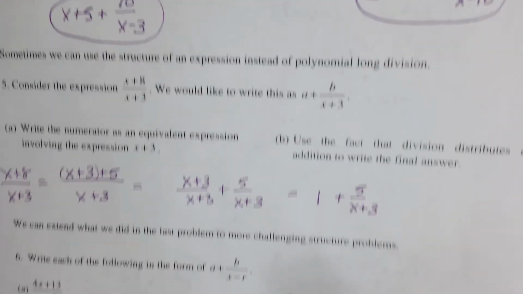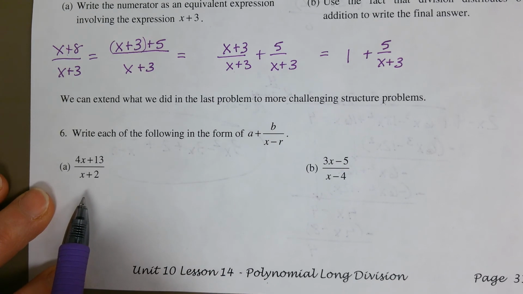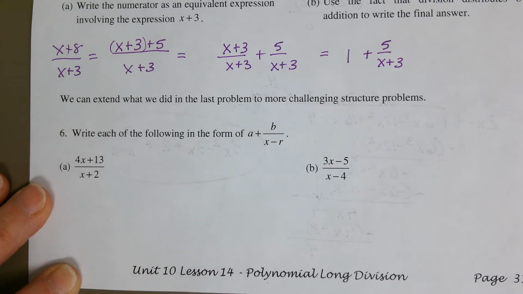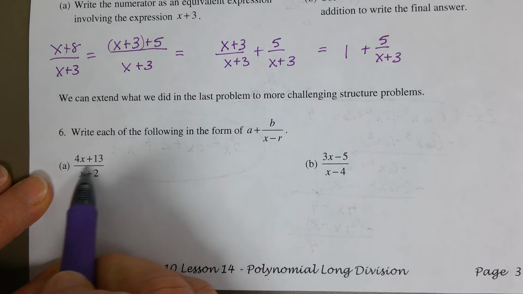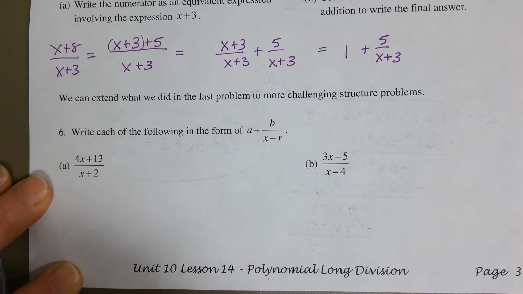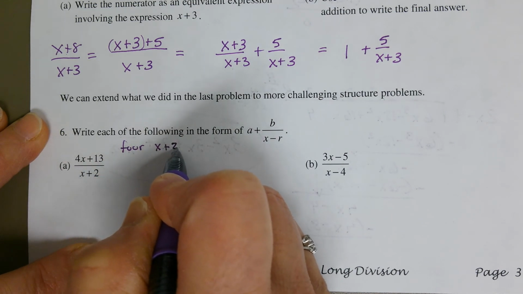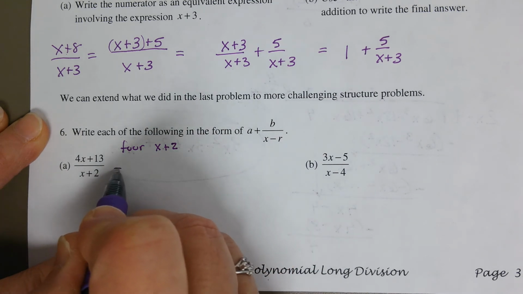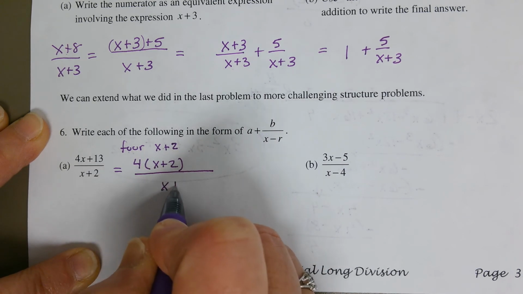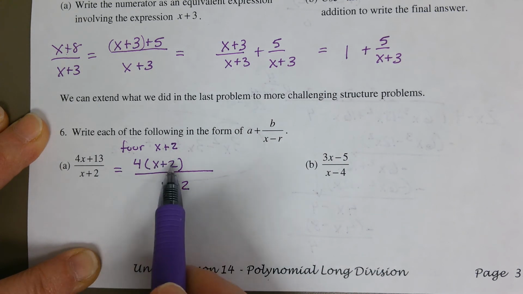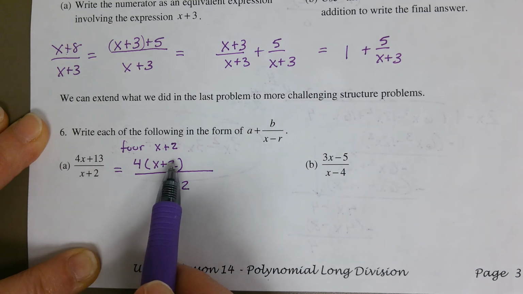All right, let's try these in number 6. I have this 4x plus 13 divided by x plus 2. Well, I'm thinking to myself, how many x plus 2's do we need to get a 4x? We would need 4 x plus 2's. So I'm going to rewrite the 4x plus 13 as 4 times x plus 2. So that's 4x plus 8. But then how much more do we need to bring us to 13? We have 8, so plus 5.